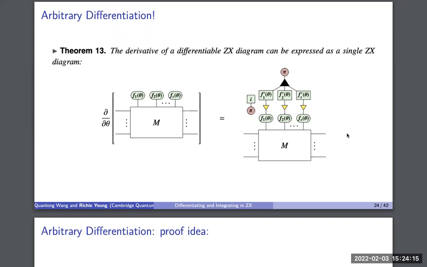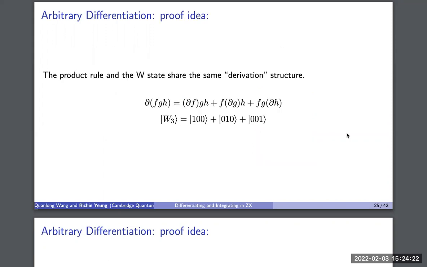And I won't give the full proof, but I'll give the proof idea of this result. First we note that the product rule from differentiation is very similar to the W state. What I mean by this is if you look at the derivative of f times g times h, it's equal to the derivative of f times g times h, plus f times the derivative of g times h, plus f times g times the derivative of h.